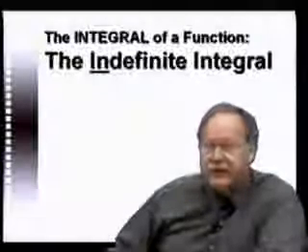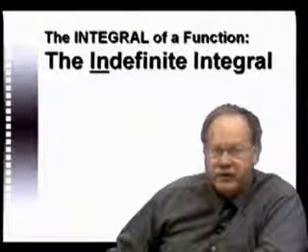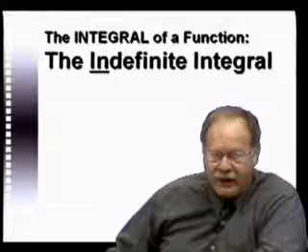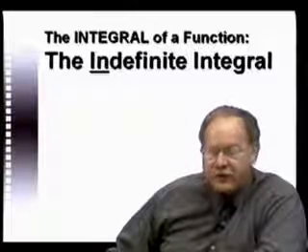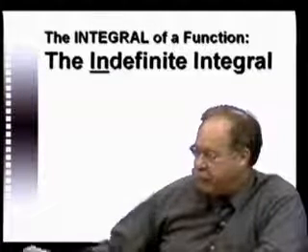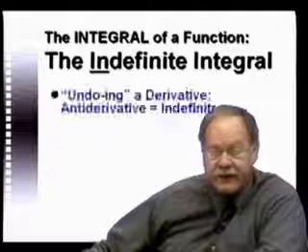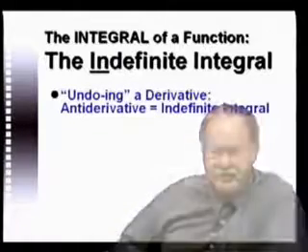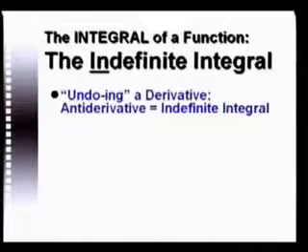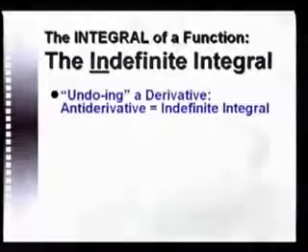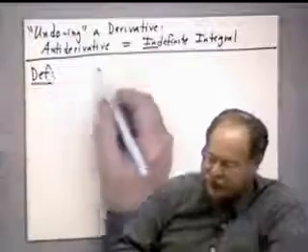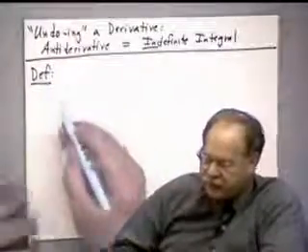Now it's time to start looking in more detail at this notion of undoing a derivative. And we are going to talk now about something called the indefinite integral, which I will need to define, and I will do that right now. Undoing a derivative, an antiderivative, is the same thing as an indefinite integral. So let's write out now a definition of an antiderivative and then examine this relationship in great detail.